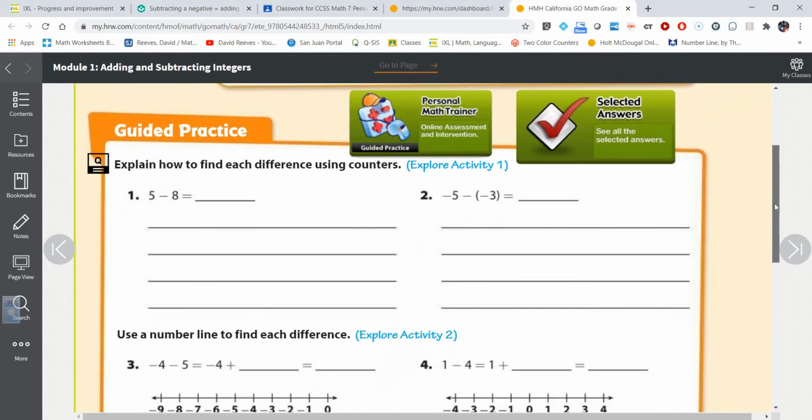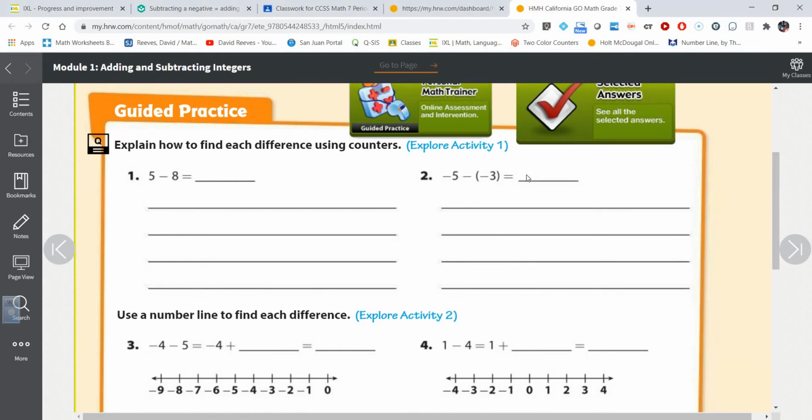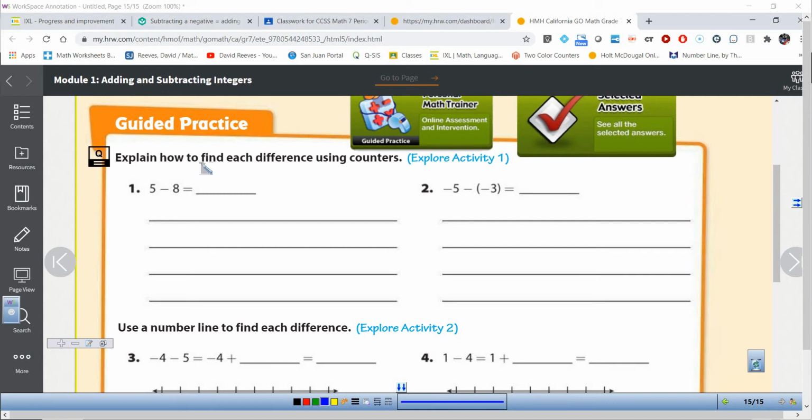I'm going to go ahead and start right here with guided practice. Question number 1 says, explain how to find each difference using counters. 5 minus 8. Okay, so remember just real quickly that if I have 5, this is positive 5, I would have 1, 2, 3, 4, 5 yellows, right? And I want to take away 8. The problem is you cannot take away more than you have. So what do I need? I need 3 more, because then I can take away 8, right? But if you're going to add more yellows, you also have to add more reds.